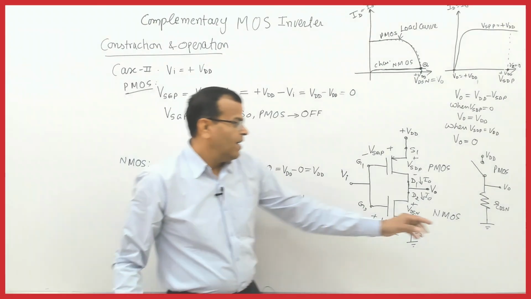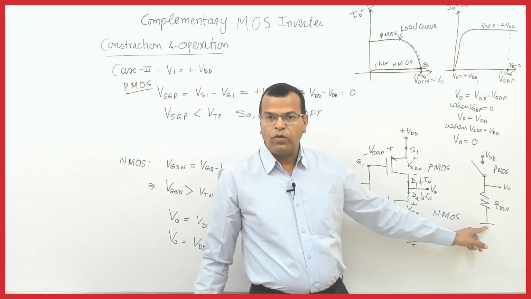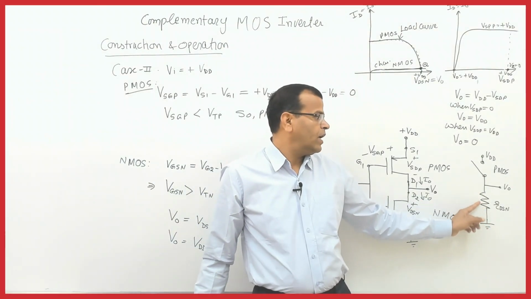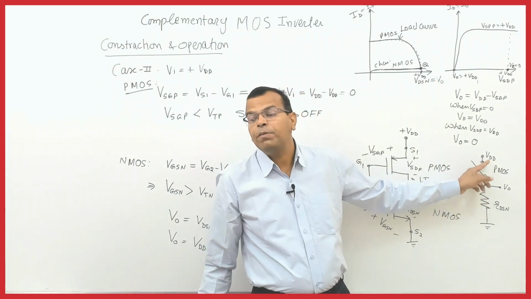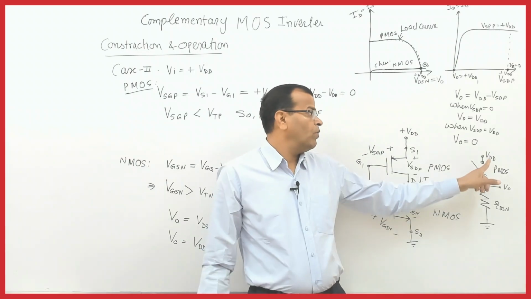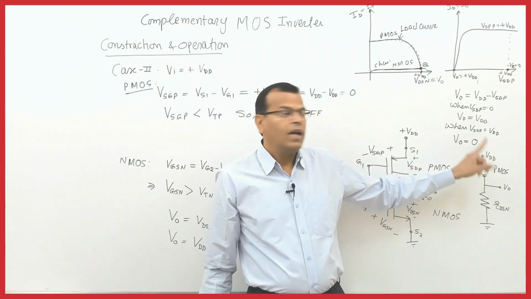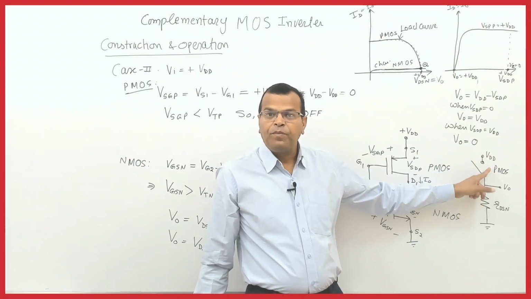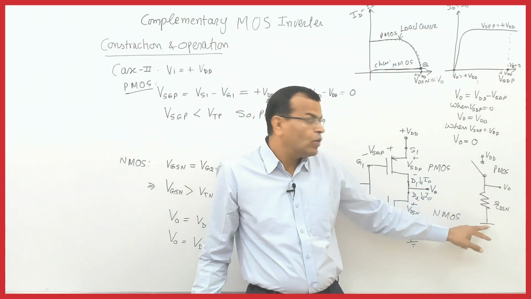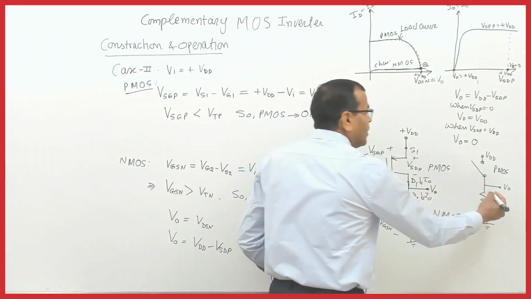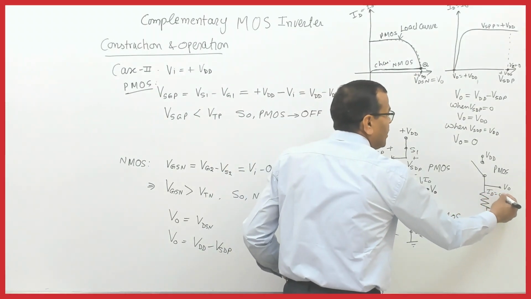Fine. If this is connected to ground, there cannot be any current. Why? Because this is disconnected from the supply. The only source of supply was plus VDD. Since it is open, the output terminal is nowhere connected to supply. It is connected to ground rather. So drain current here must be 0.